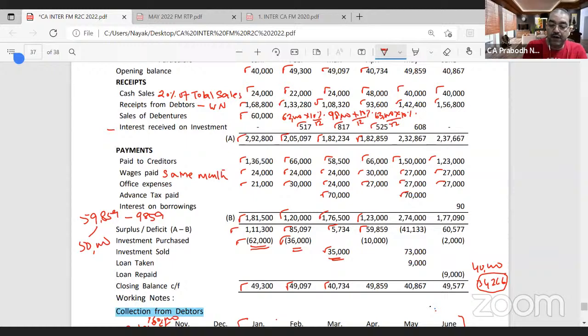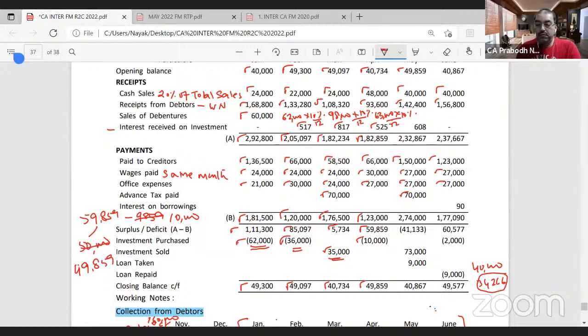But I can't invest 9,859, so I will invest 10,000. Okay, and this will reduce the balance. 59 minus 10 is 49,850. So investment purchase, cash outflow minus 10. Balance will come down to 49,850. Right? Again, this balance goes up here, 49,850.